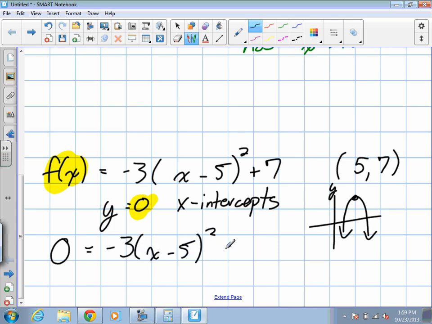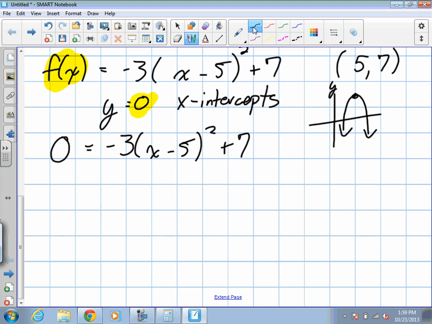To find x-intercepts, we need to isolate. I wish there were better colors. Let's try that one.